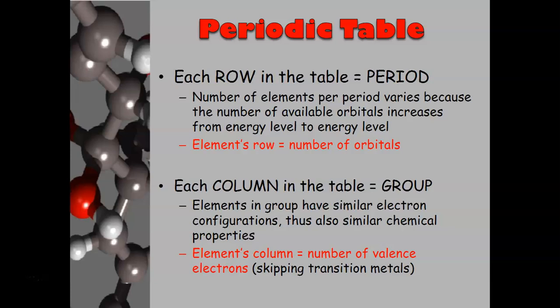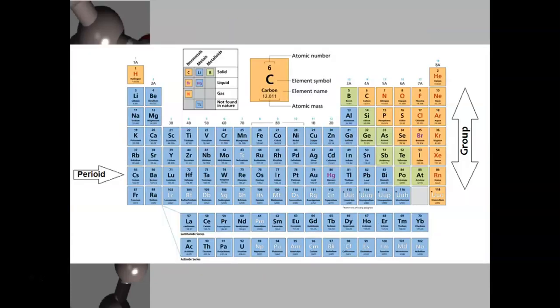For every row, that tells me something about all of the elements in that row. In fact, it tells me how many orbitals they'll have. In each column, it tells me the number of valence electrons, assuming, of course, we skip those transition metals. Alright, and so those number of orbitals and or number of valence electrons, depending on whether I'm talking row or period versus column or group, tells me something about the properties of that particular element, right?